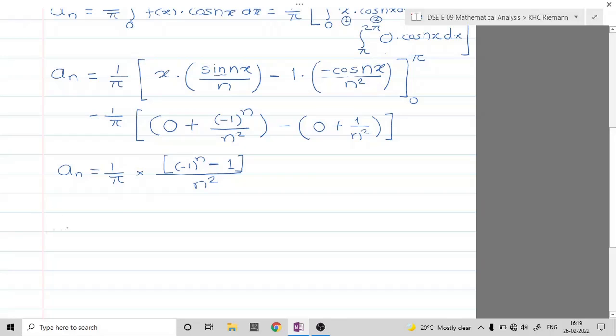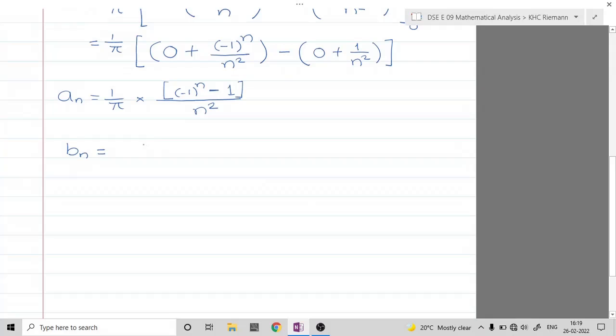Let us go for bn. Now the last Fourier coefficient, bn is equal to, again the formula is 1 upon pi integration 0 to 2 pi, because now the domain interval is given to be 0 to 2 pi. For bn, integration of f of x into sin nx. This is the formula for bn in the interval 0 to 2 pi.